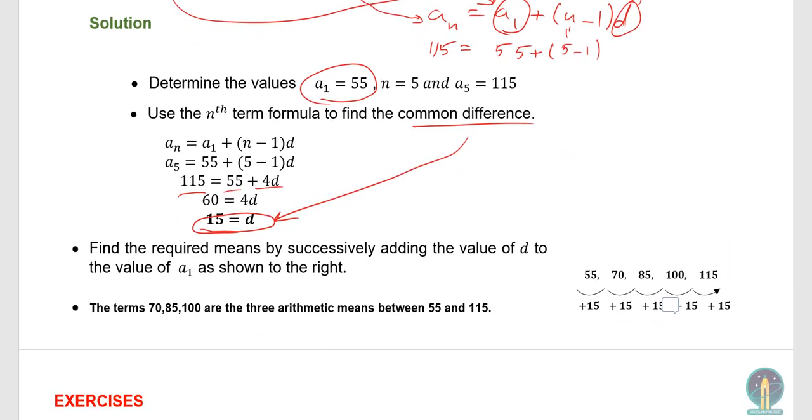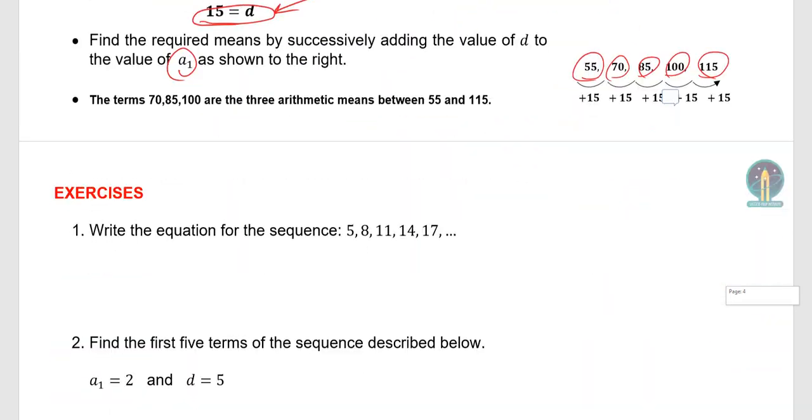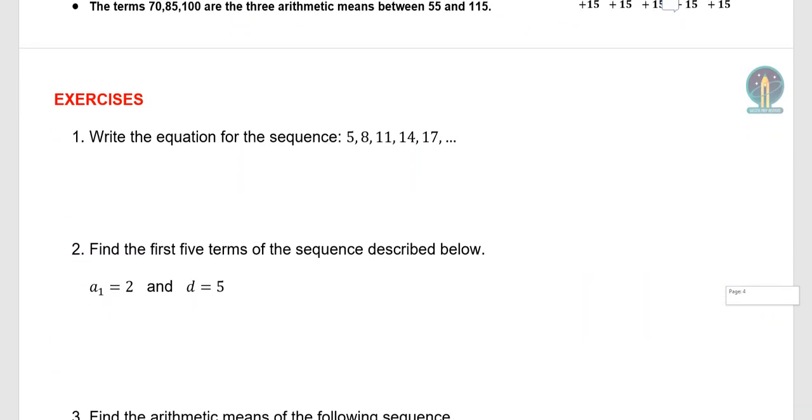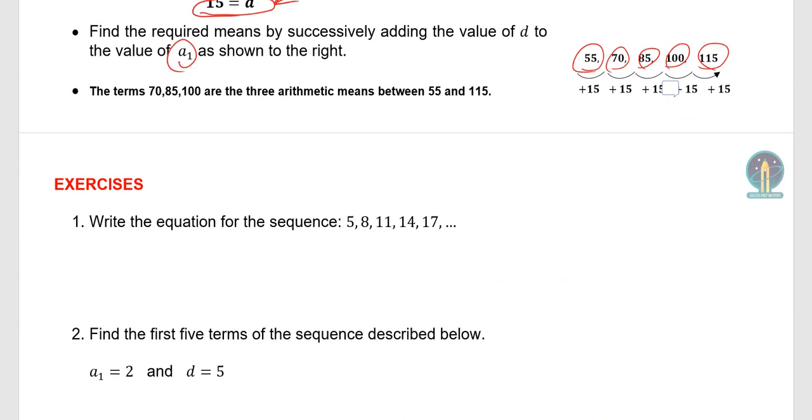So now we can find the required means by successively adding the value of d, the common difference, to the value of a sub 1 as shown to the right. So starting from 55, we add d. So 55 plus 15 is 70. Plus 15 is 85. Plus 15 is 100. And then plus 15 is 115, as we actually had starting off. All right. So the terms 70, 85, and 100 are the 3 arithmetic means between 55 and 115.